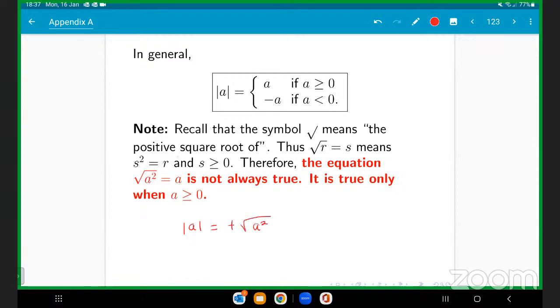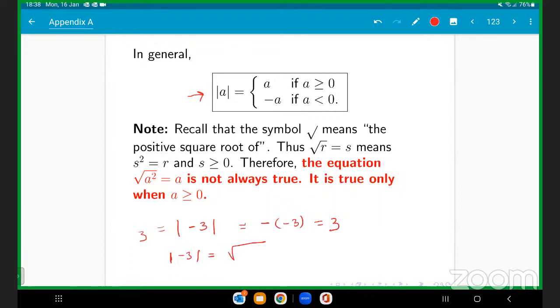So if you're given the absolute value of A, what you do is you're going to square it and then take the positive square root thereof. So for example, let's go back to -3. Remember we said that this answer is 3. If we go by this definition here, then we need to say that this is minus times -3, which is 3. Alternatively, with the square root definition, what did I say?